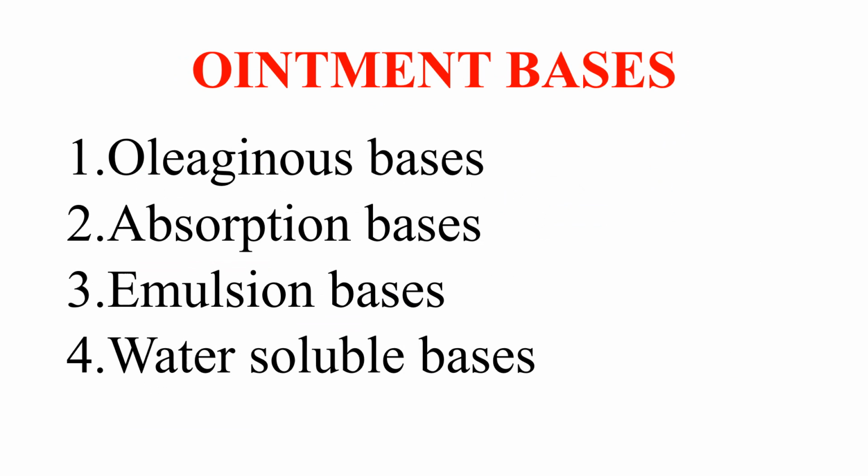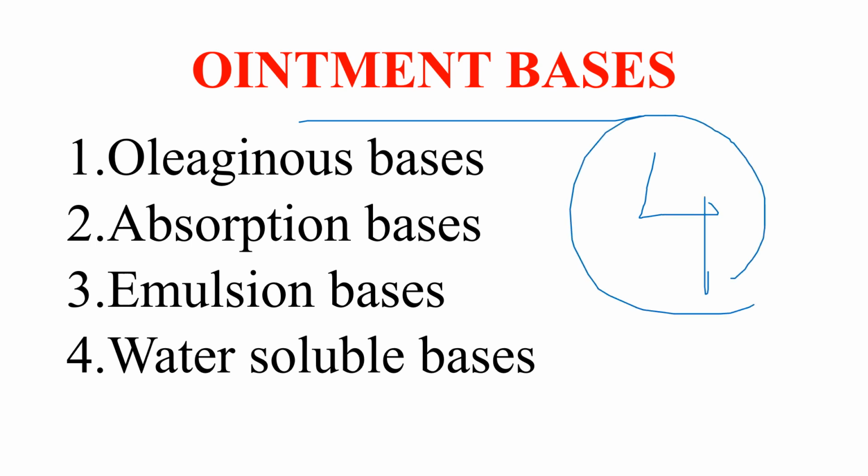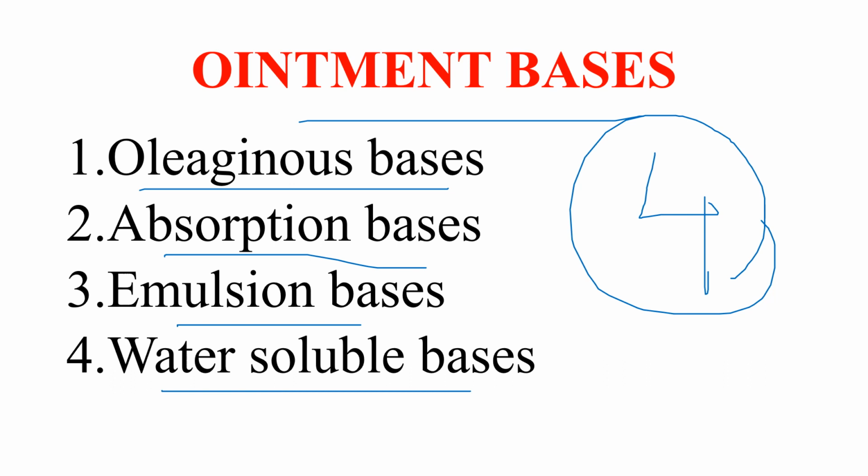Now, what are the different types of ointment bases? Ointment bases are classified into mainly 4 types. The 4 types include oleogenous bases, I repeat, oleogenous bases, absorption bases which absorb water, emulsion bases which contain both oil in water or water in oil, and water-soluble bases. Very simple. Oleogenous means completely oil containing. Absorption means which absorb water. Emulsion has both water and oil, and water-soluble bases are those which dissolve in water.